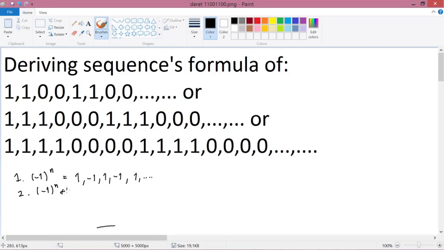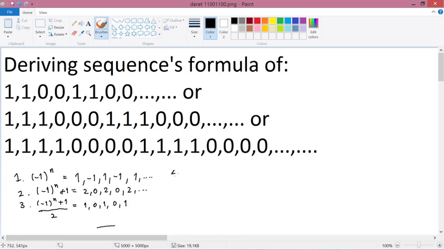For the second formula, if we add 1 to this, it will become 2, 0, 2, 0, 2, and so on. We want it to be 1, 0, 1, 0, 1, 0, so of course we divide all of this by 2. 2 divided by 2 is 1, 0 divided by 2 is 0, 2 by 2 is 1, and so on. So our third formula is how to make this 2 become a 1: we divide all with 2, so it will become 1, 0, 1, 0, 1.